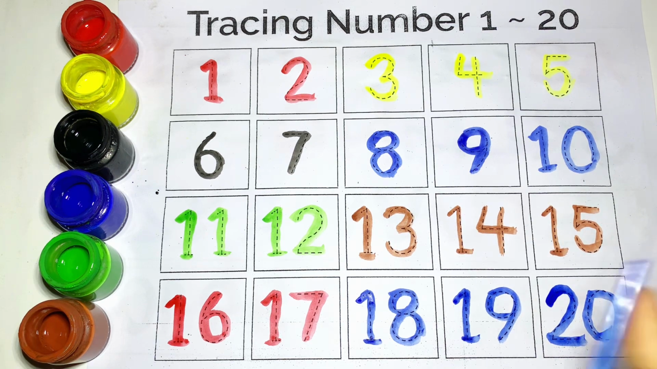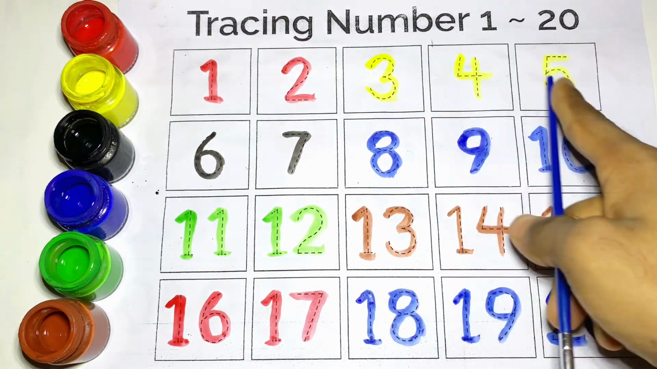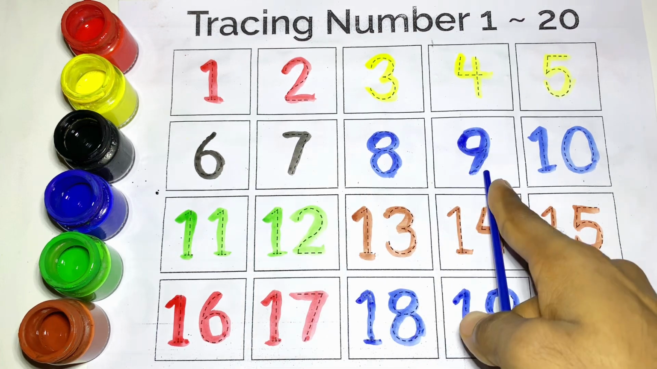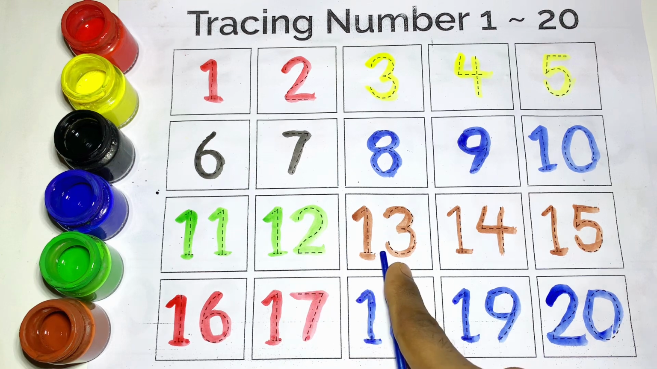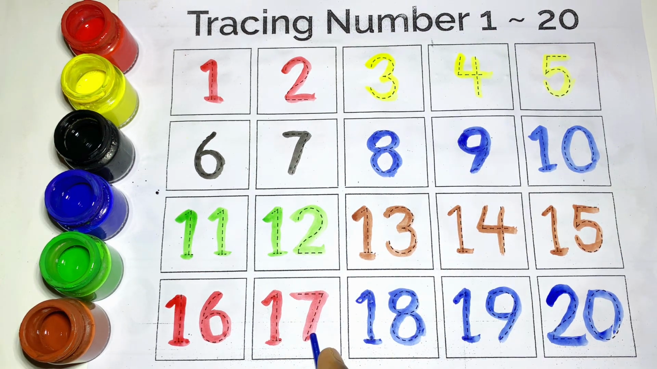Kids, today we drew 1, 2, 3, 4, 5, 6, 7, 8, 9, 10, 11, 12, 13, 14, 15, 16, 17, 18, 19 and 20.